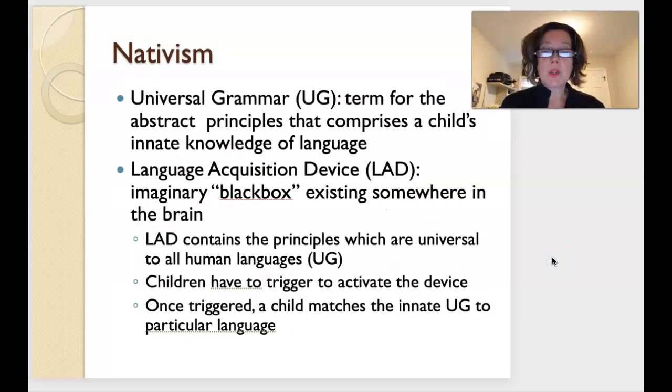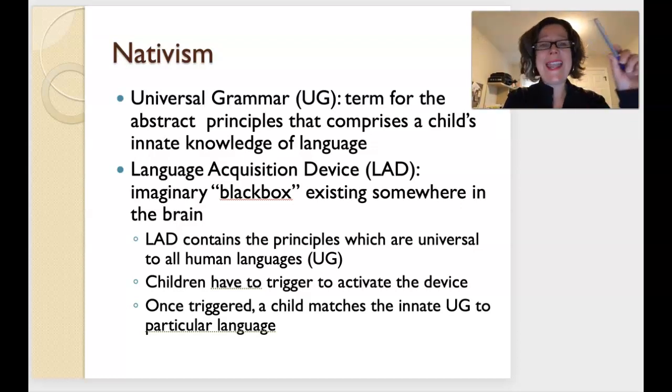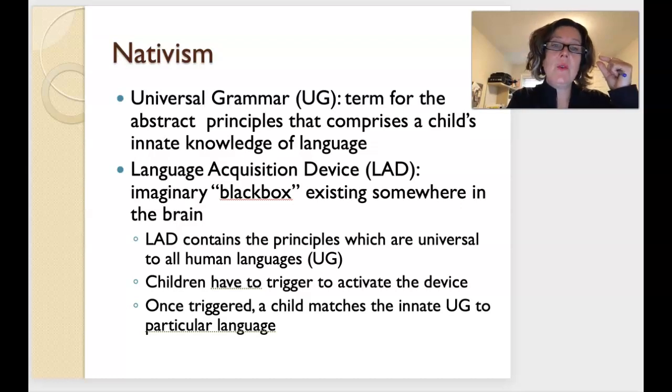Okay, so some terms that you need to know around nativism are universal grammar, or just UG. This is the term for abstract principles that comprise a child's innate knowledge of language. So basically, this is saying that any child learning any language, English, Spanish, Mandarin, has the ability to understand the format of the language.